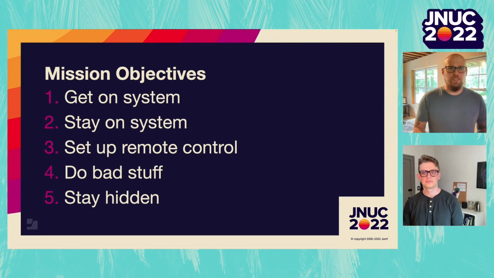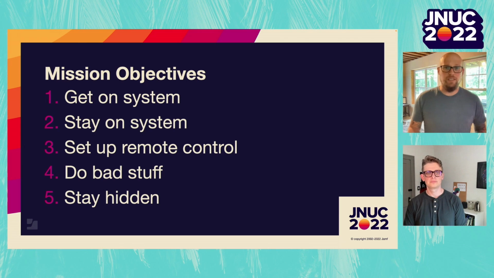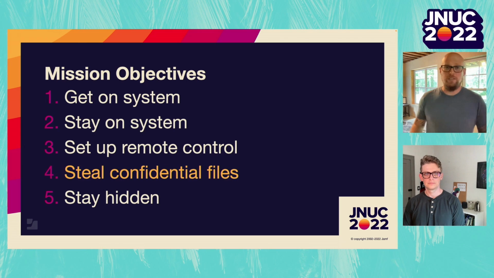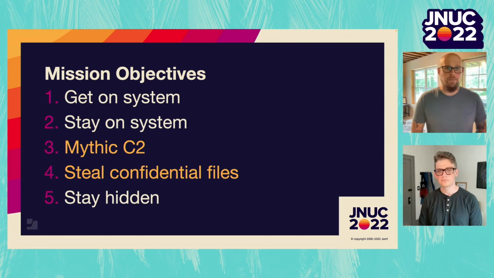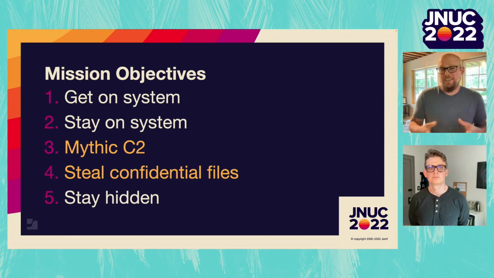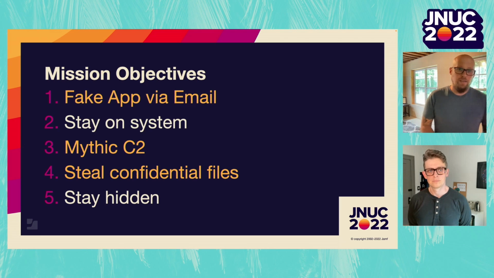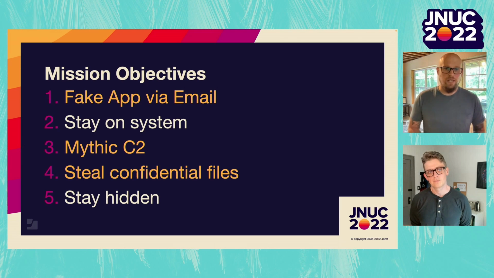So let's start to fill this in. We already know that the bad stuff we intend to do is steal confidential documents from an employee's Mac. So let's start there. How are we going to send remote commands to search for this type of data? Well, we're going to do that using what we mentioned earlier, the Mythic C2. And then how are we going to get onto the victim network to begin with? For this, we're going to build a fake app, and we're going to distribute it via email.